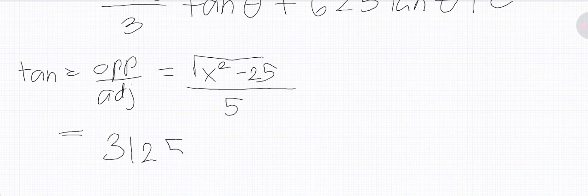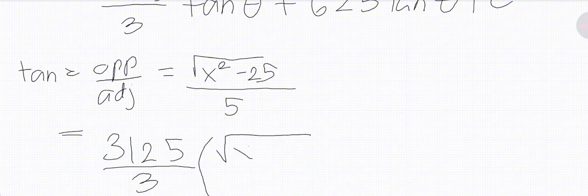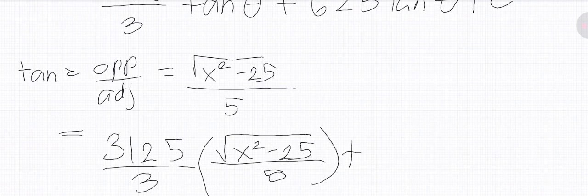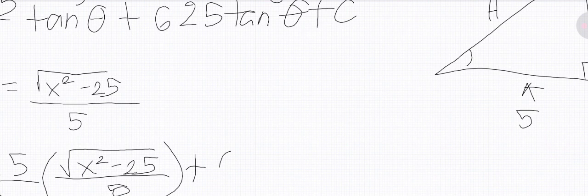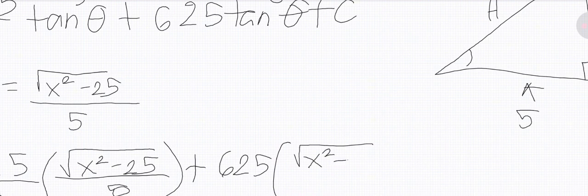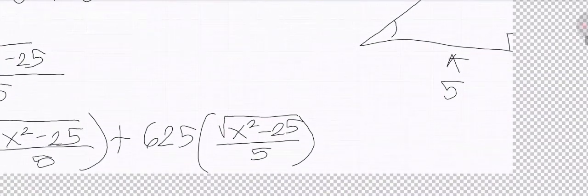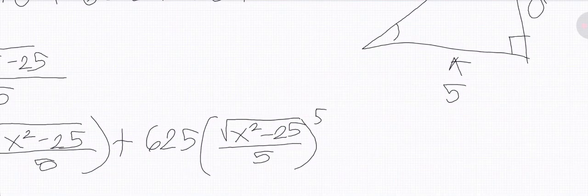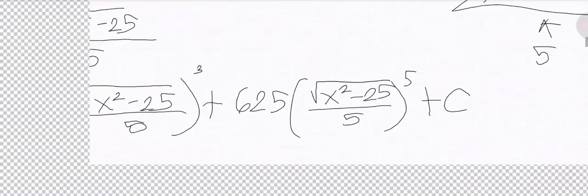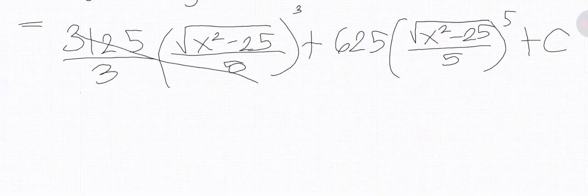Substitute all. So we have 3,125 over 3 times tan, which is the square root of x squared minus 25 over 5, plus 625 times tan, the square root of x squared minus 25 over 5, raised to the 5th. And cubed, I forgot, for the first term. Plus c.